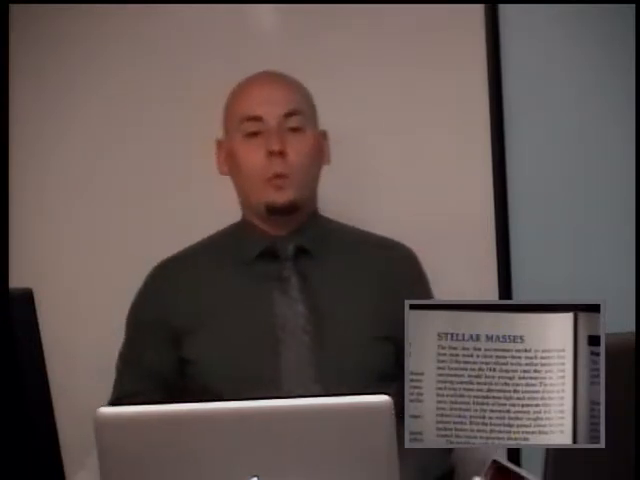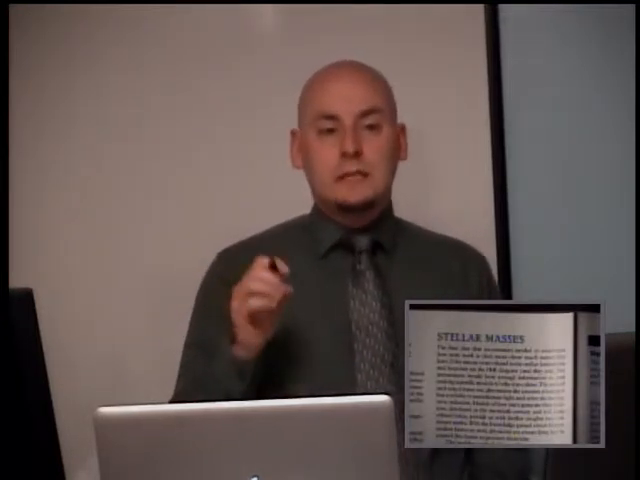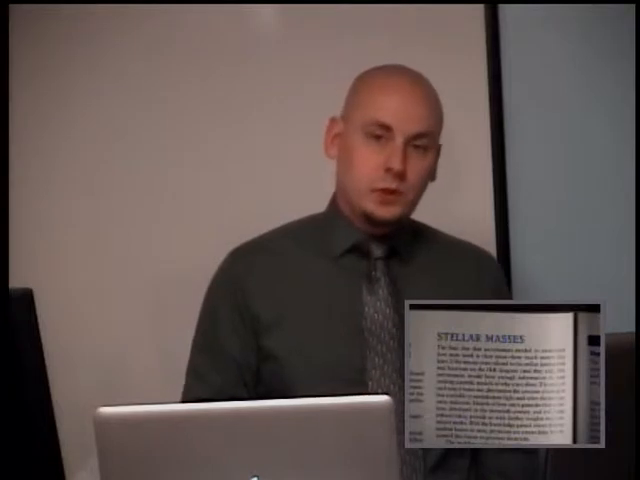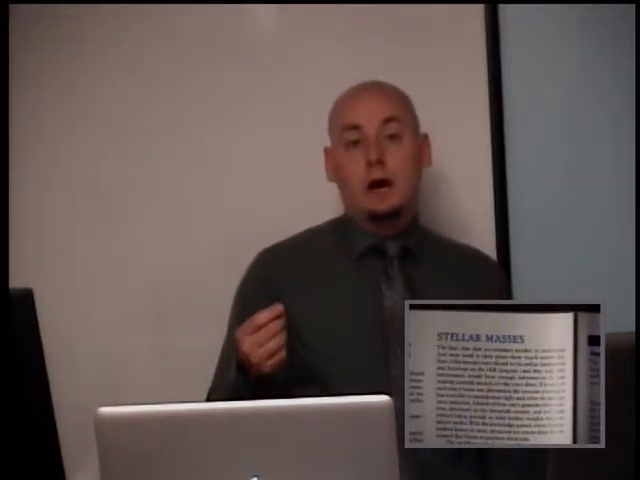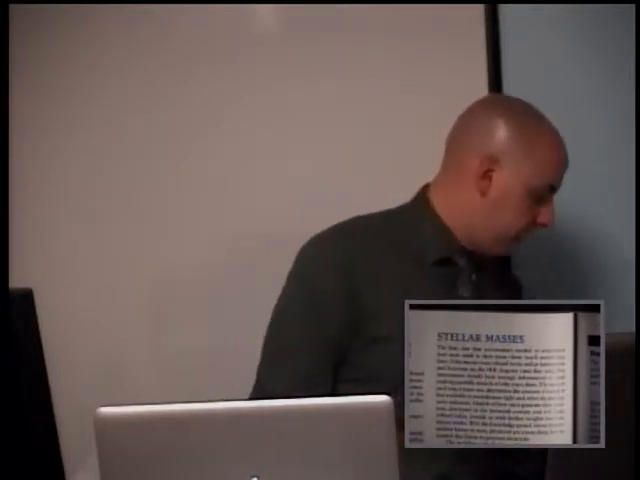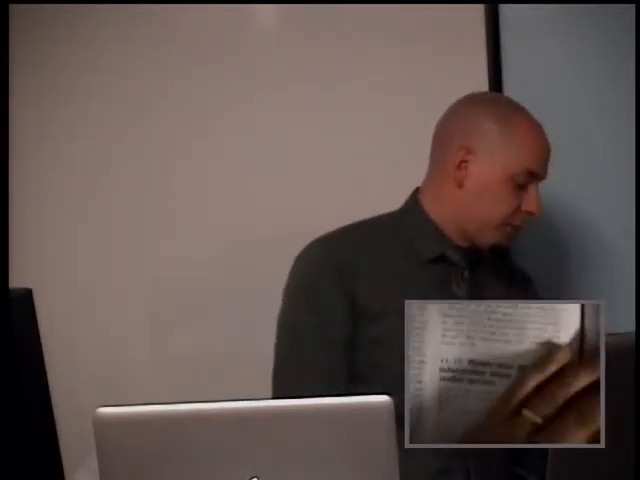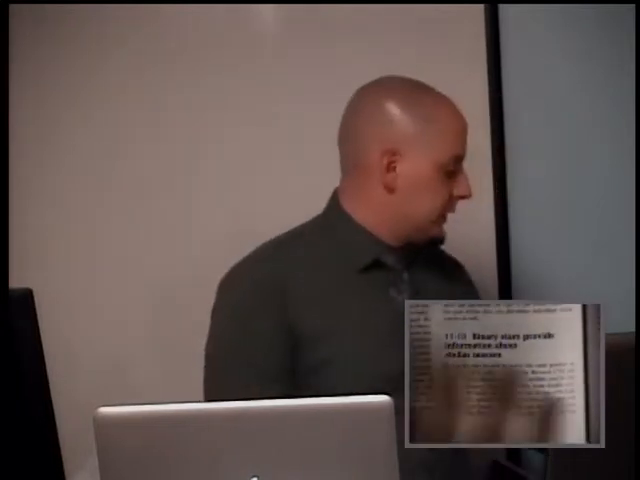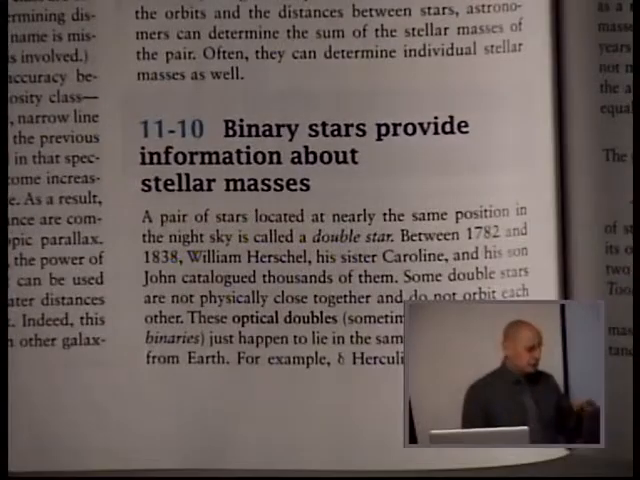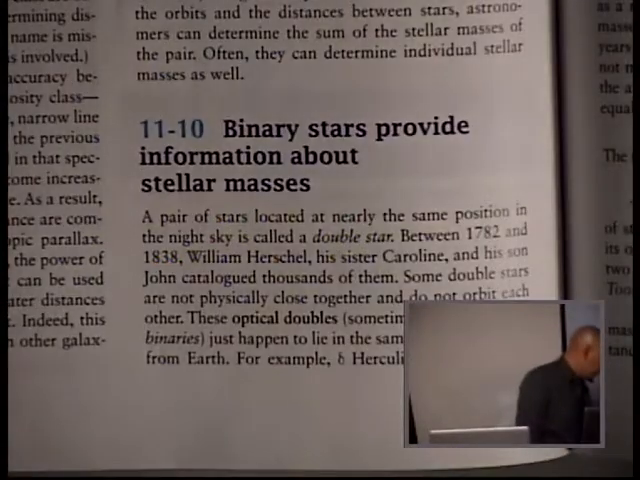You can't go put a bathroom scale under a star, and for a variety of reasons, it would melt, and gravity doesn't work in that direction. So we have to infer the mass of these things through non-direct means. We don't physically measure them, but what we do is we measure different characteristics, and then we determine their mass indirectly. So stellar masses are found in a variety of ways, the easiest of which is in a binary system. And a binary system just means two stars that are orbiting next to each other.